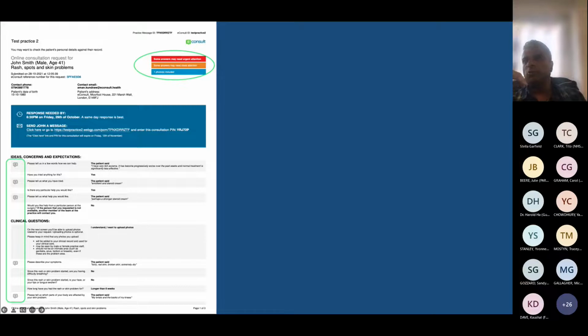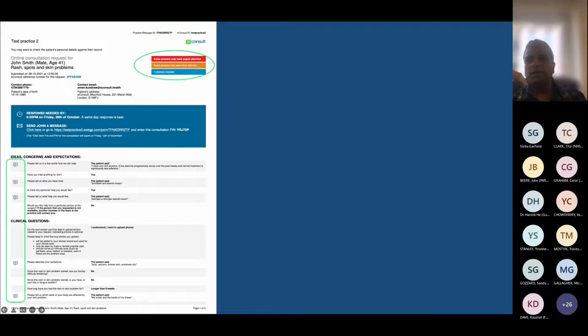So this is an eConsult report, a typical report that comes through to practice, typically 2 to 3 slides in length. You've got the patient demographics in the top left. You've got their contact details just underneath. You've got a prescribed response time based on the chosen response time dictated by the practice. And then you've got their history.